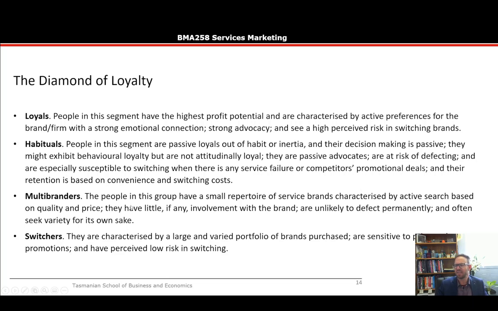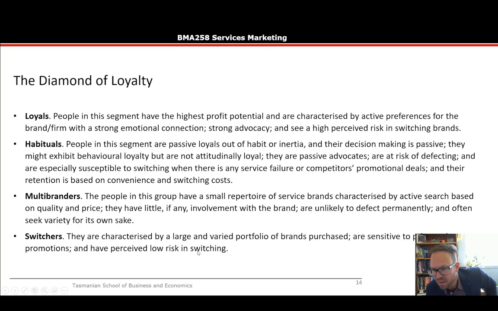A multi-brander: the people in this group have a small repertoire of service brands, characterised by the active search based on quality and price. They have little, if any, involvement with the brand and are likely to defect permanently and often seek variety for its own sake. Like, some brands you might want to be loyal to, you just stick to because you like them. And other brands you just like to mix it up. Switches are characterised by a large and varied portfolio of brands purchased, are sensitive to price and promotions, and have a perceived low risk of switching.